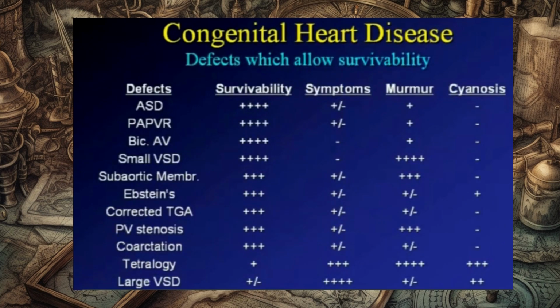Defects which allow survivability, I put down about 10 or 12 defects here, and just looked at their relative survivability without doing anything in this graphic presentation, and then looked a little bit at some of the other features of those defects. And I think what you see is that defects such as ASD, partial anomalous pulmonary veins, bicuspid aortic valve, have a very high survivability issue.